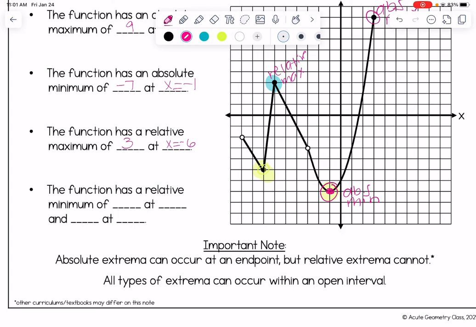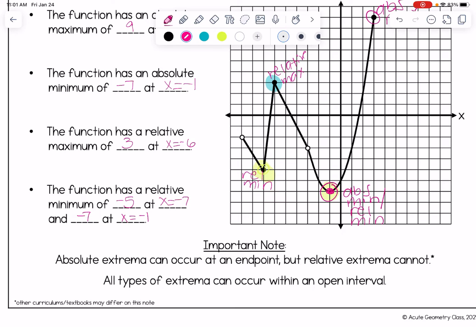So let's fill that in here. The first one we identified was the relative minimum of -5 that occurred at x equals -7. And then we said that the absolute minimum from before can also be considered a relative minimum. So we're going to fill in that information from before again. That's -7, and that occurs at x equals -1.